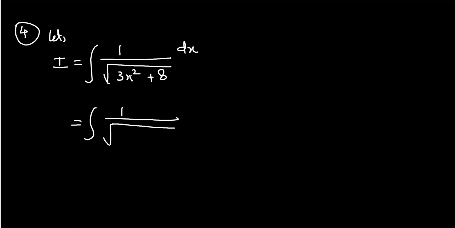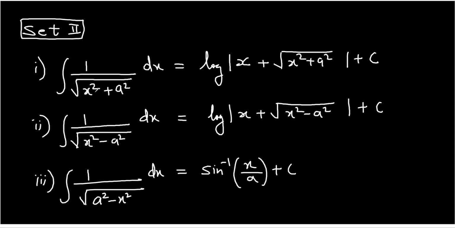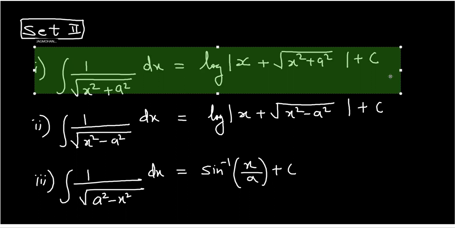So I write variable square. I need to have a variable square and a constant square. So I write here root 3 times x the whole square, and this is 8. What is 8? 8 is 2 root 2 the whole square, and dx. So I have here 1 upon square root variable square plus constant square. So from the three theorems that we have done, if you remember, it is this one which we are going to use.